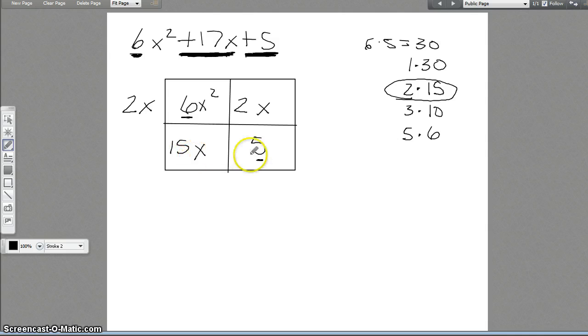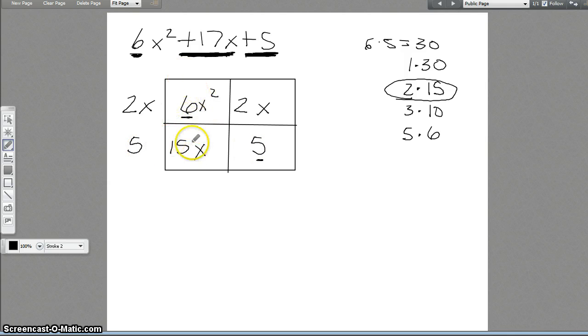Now let's look at our second row. We have 15 and we have 5. The greatest common factor between 15 and 5 is 5. We do not have an x term in this second box on the second column, so we won't have an x term here. We'll just have the 5.